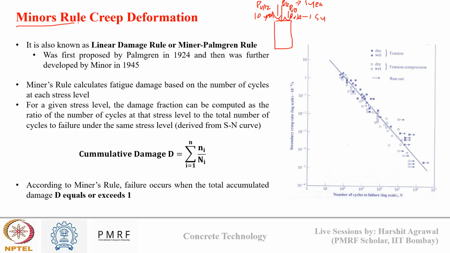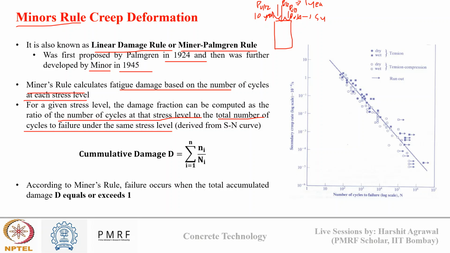So for that we have Miner's rule. If multiple loadings are acting on the same concrete, then failure due to creep deformation is given by the linear damage rule, or Miner-Palmgren rule. This rule was first proposed in 1924, and then it was further developed by Miner in 1945. What this rule says is that fatigue damage based on multiple cycles of loading can be calculated by the ratio of number of cycles at that stress level to total number of cycles for failure.